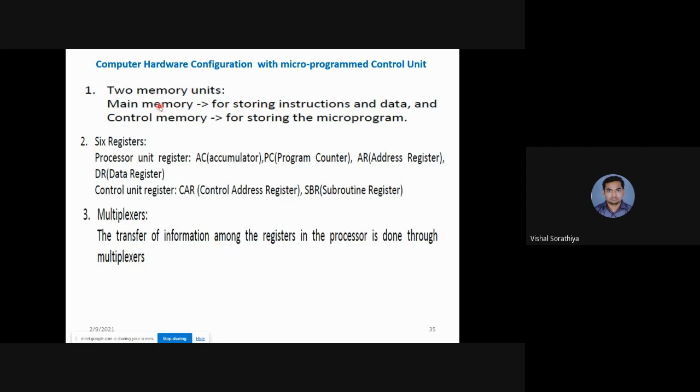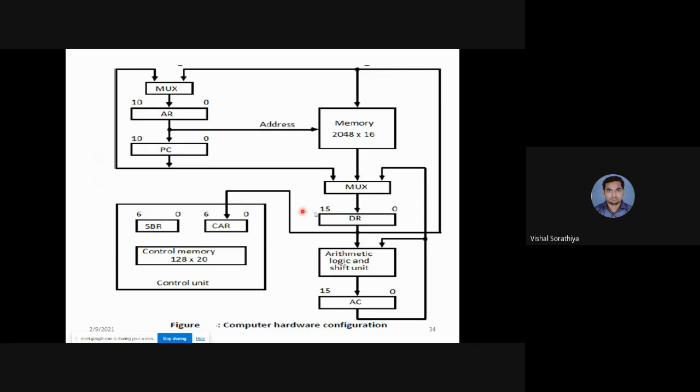So these are some of the things: two memory units we have, main memory and control memory. Main memory for storing the instruction and data, control memory for storing a micro program. SBR register, accumulator, PC, AR, DR, CAR, SBR. Multiplexer to transfer the information among registers. These are some of the blocks that you require for this particular block diagram. Okay, so this is the overall stuff.